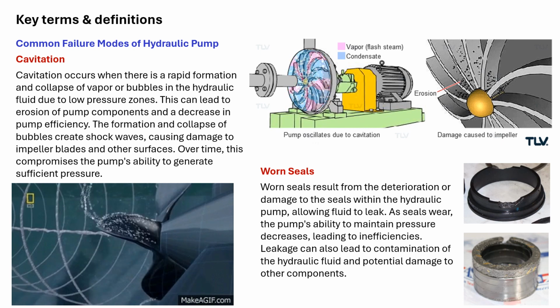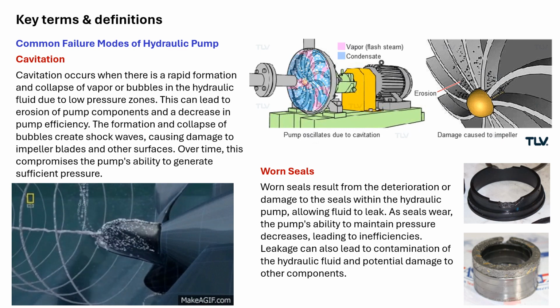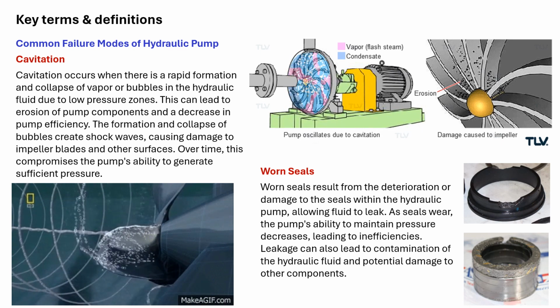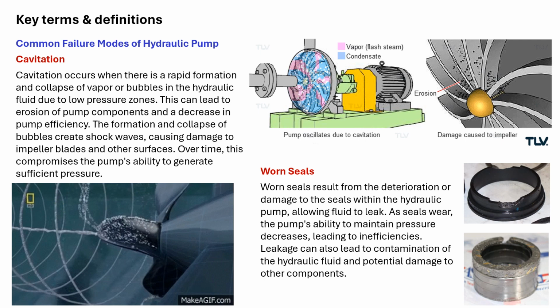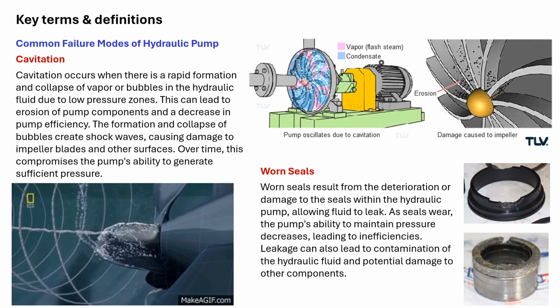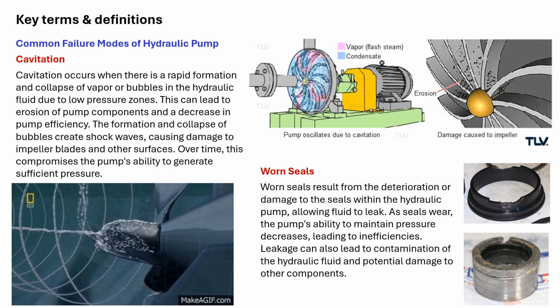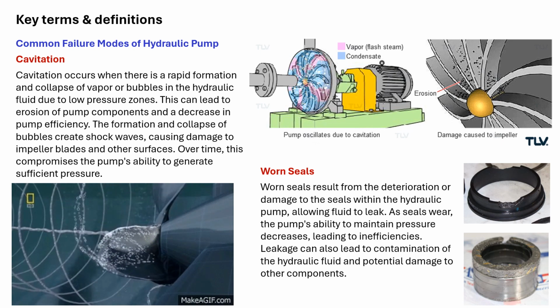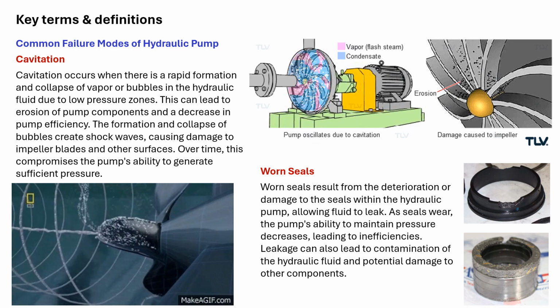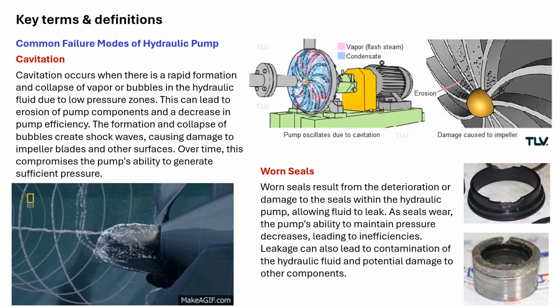First on the list is cavitation. This occurs when vapor or bubbles rapidly form and collapse in the hydraulic fluid due to low pressure zones. This phenomenon can erode pump components, reduce efficiency, and compromise the pump's ability to generate sufficient pressure. The shock waves from bubble collapse can inflict damage on impeller blades and other surfaces over time.